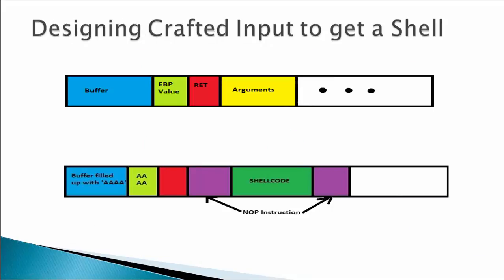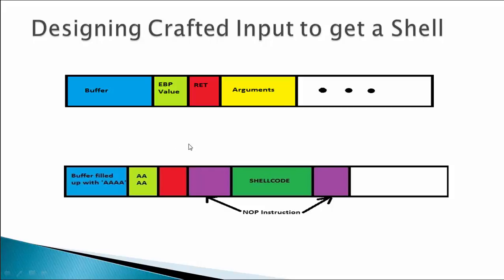Okay, let's design our crafted input. So this is our well and good stack. What we are going to do: first we fill the buffer and EBP value with all A's. After that, at the location of the return address, we fill with some address. Next, we fill with NOP instructions. So what is a NOP instruction? A NOP instruction only consumes CPU cycles and does nothing. After that, we put the shellcode here and then fill with some NOPs.